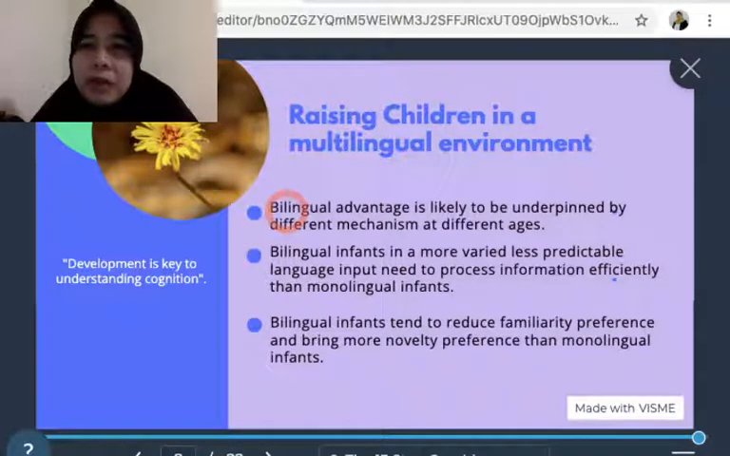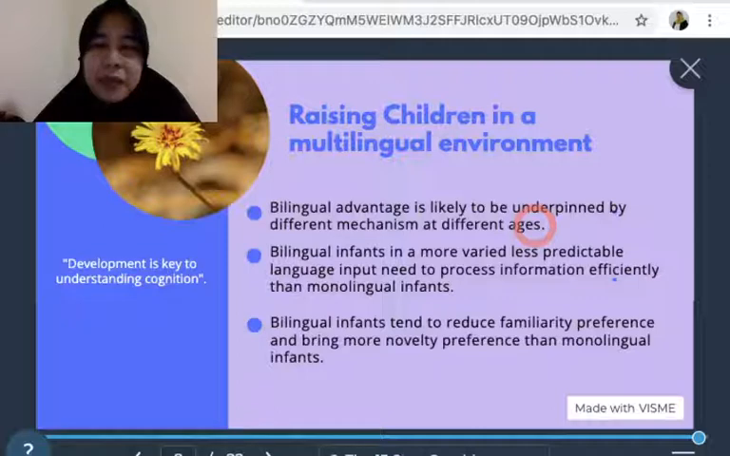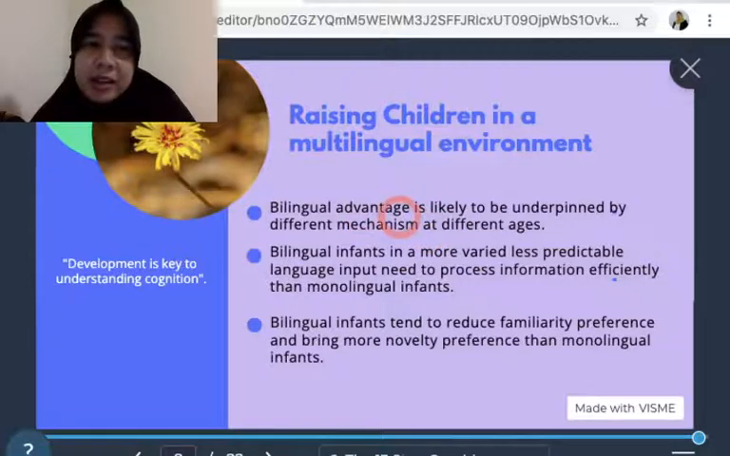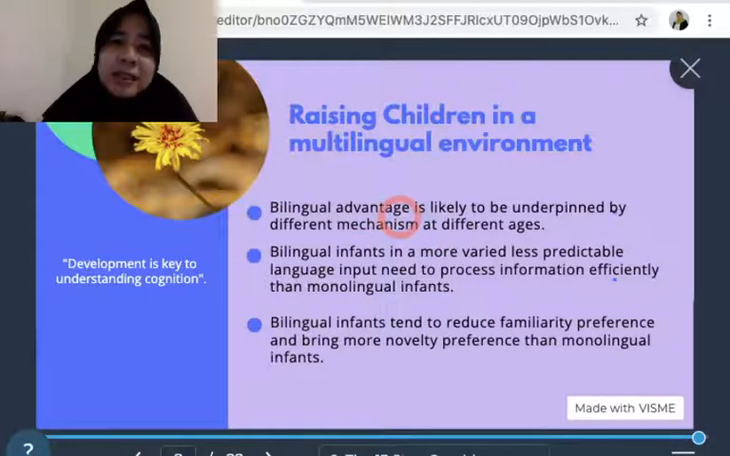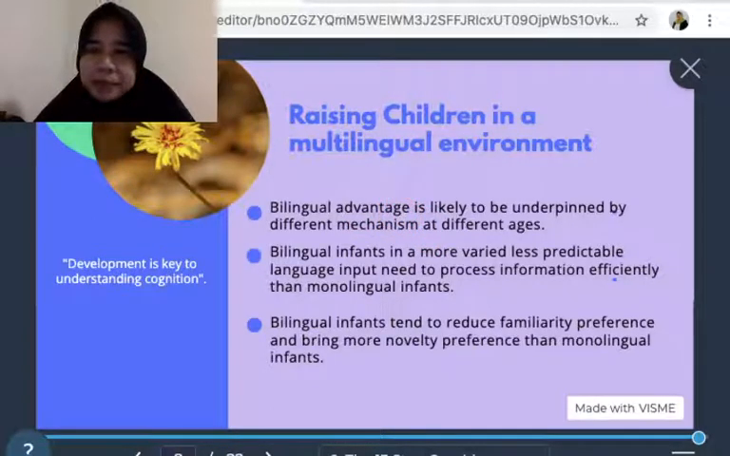And bilingual advantage is likely to be underpinned by different mechanisms at different ages. So the authors claim that even though bilingual speakers have a bilingual advantage, at different ages they have a different stage of bilingual advantage, and it needs to be sought out.